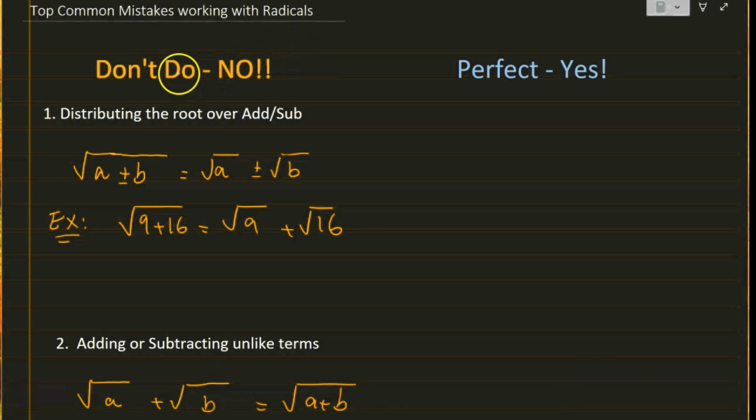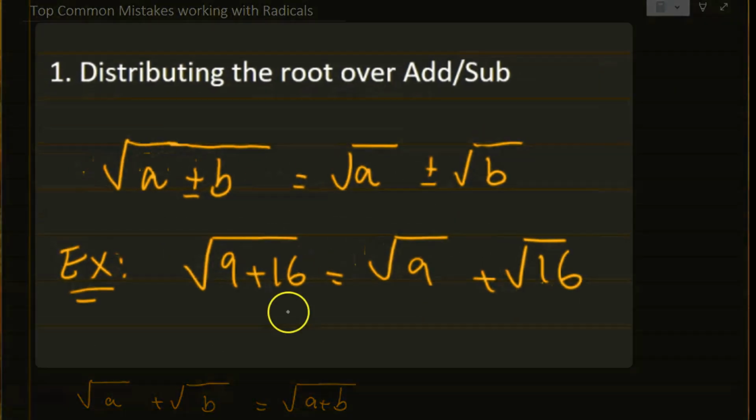All right. I've got two columns. One is "don't do." That means no, no, no, none of these is right. And the other one is perfect. The blue one, perfect. Yes, that's what you have to do. And that's what we're going to talk about.